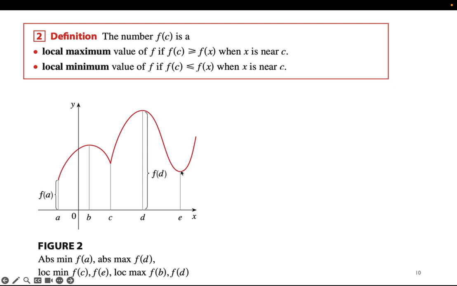Again, this is another example of a local minimum. It's not the smallest value. This is smaller, but it's the smallest value if I'm close to e. If I'm in this small neighborhood, this is kind of like a valley, right? This is the local minimum in this area.